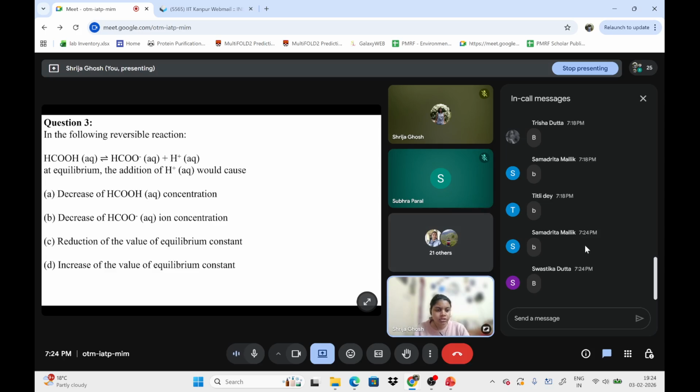Write your answers in the chat box. I see 2 answers right now. All of you try to answer in the chat box. I've just explained about the equilibrium constant and what happens at equilibrium, so you should be able to understand.